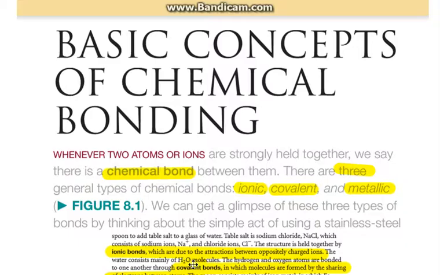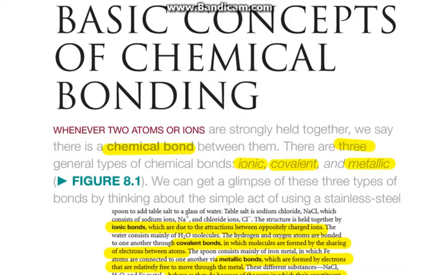The water consists of H2O. The hydrogen atoms are bonded to one another by covalent bonds, and those are bonds in which molecules are formed by the sharing of electrons between them. So ionic bonds, we have atoms become ions, oppositely charged ions attract each other, that's how they're held together. Covalent bonds, though, held together by sharing electrons. You may have touched on that back in Science 10.